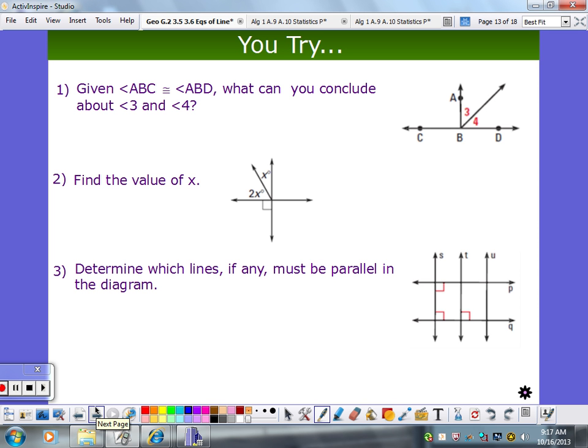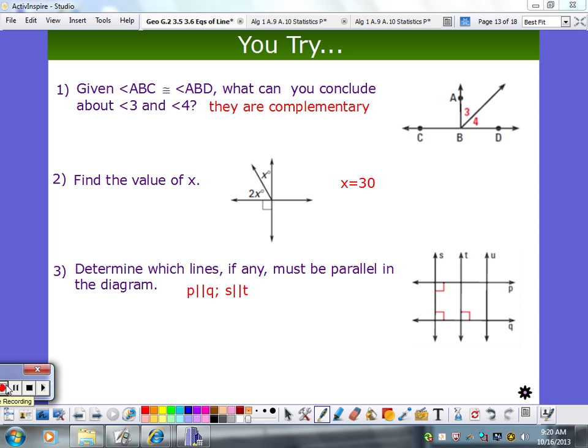So try the U-tries. Using these new theorems, on page 2, I've got 3 questions for you to work on. So try these based on the new theorems. Let's talk about these a little bit. How come I'm concluding for number 1 that the two angles, 3 and 4, are complementary? How come I can conclude that?